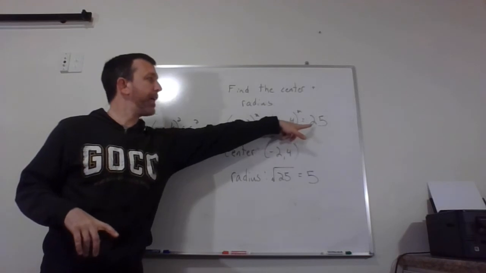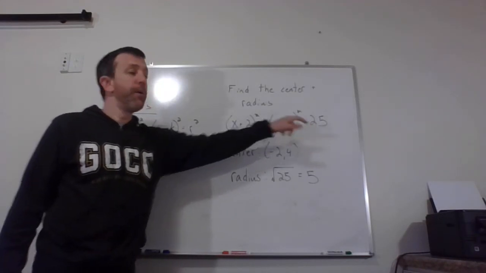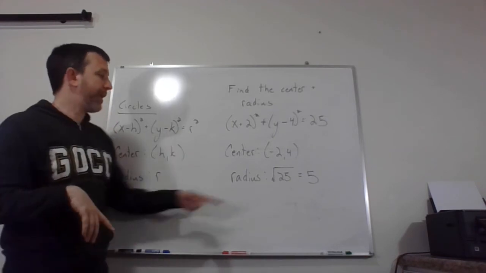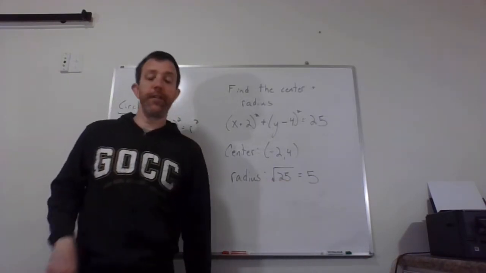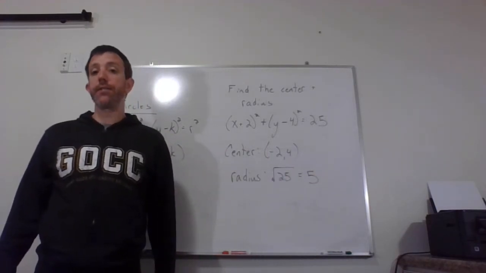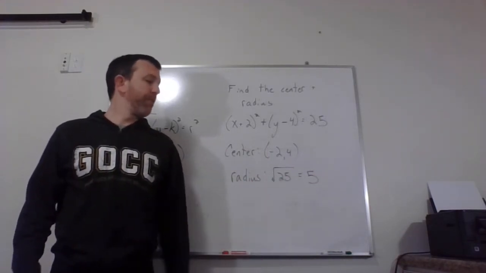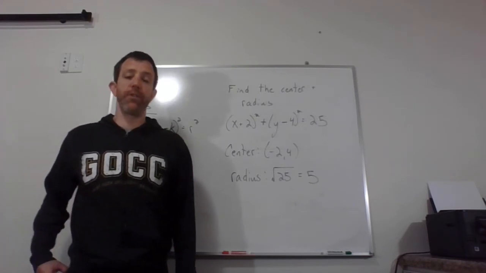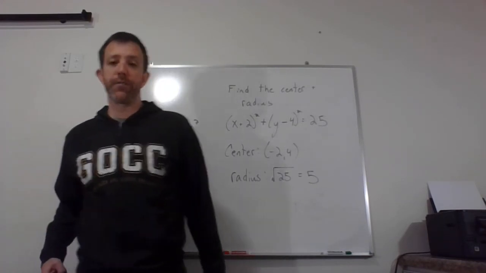For the radius, we have this 25 sitting over here, but remember in the formula, that's the radius squared. So all we have to do is take the square root of 25, that gives us 5. That one comes out nice, so you should absolutely tell me that it's 5. If this were the square root of 30, that's not a nice number. Feel free to just leave it as the square root of 30. I don't need to simplify those radicals.